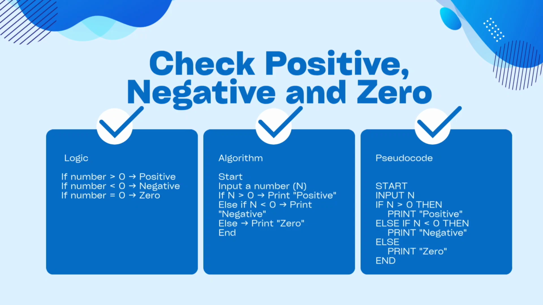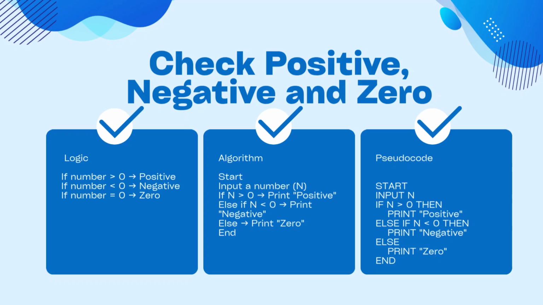Check number positive, negative and 0. Logic, if number greater than 0, then output positive. If number less than 0, then show negative. If number equals to 0, then show 0. Algorithm. Start, input number n. If n greater than 0, print positive. Else if n less than 0, print negative. Else print 0, end. Pseudocode.